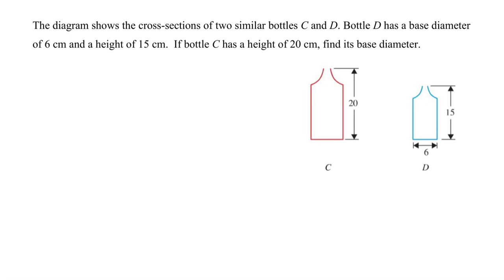Hello everyone, welcome to this problem where the diagram shows a cross section of, this is an important word, similar bottles C and D. Bottle D has a base diameter of 6 cm and a height of 15 cm, and bottle C has a height of 20 cm. Find the diameter. So the way to approach this question, I will highlight the corresponding length. And this is the diameter we are trying to find.